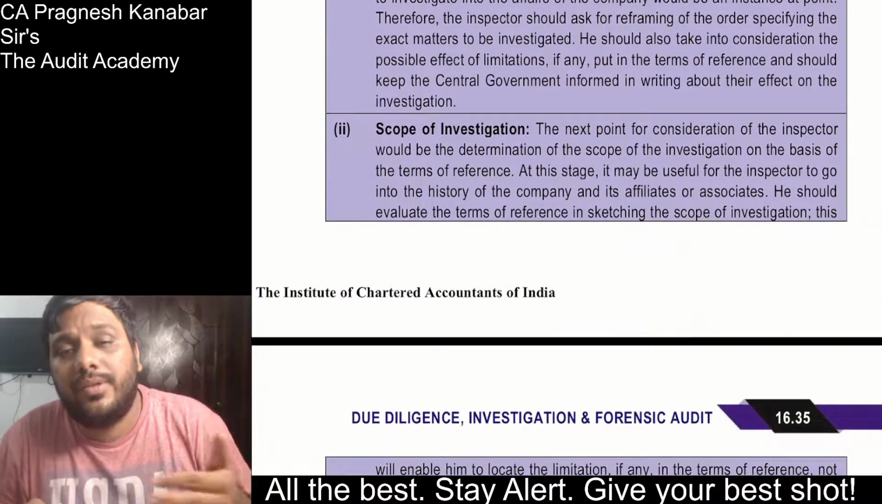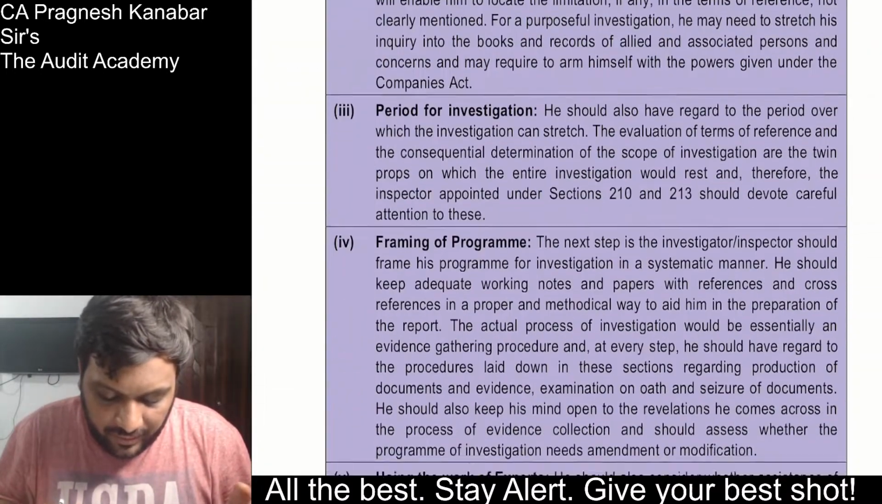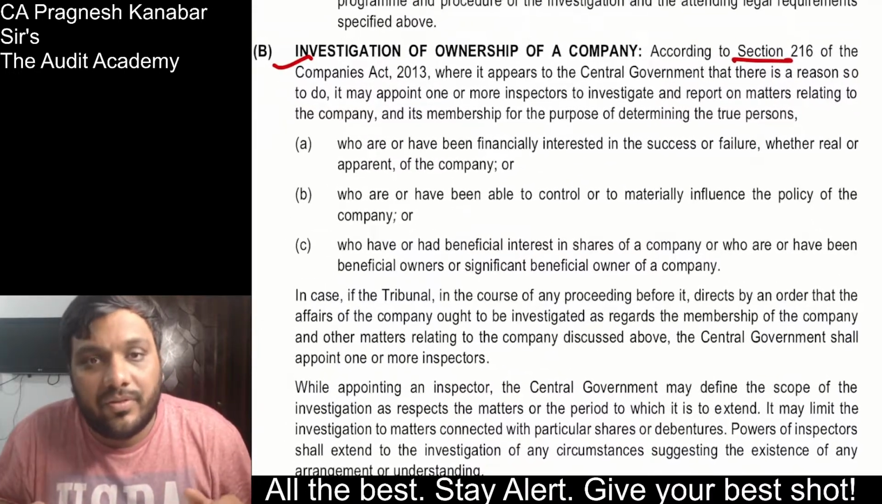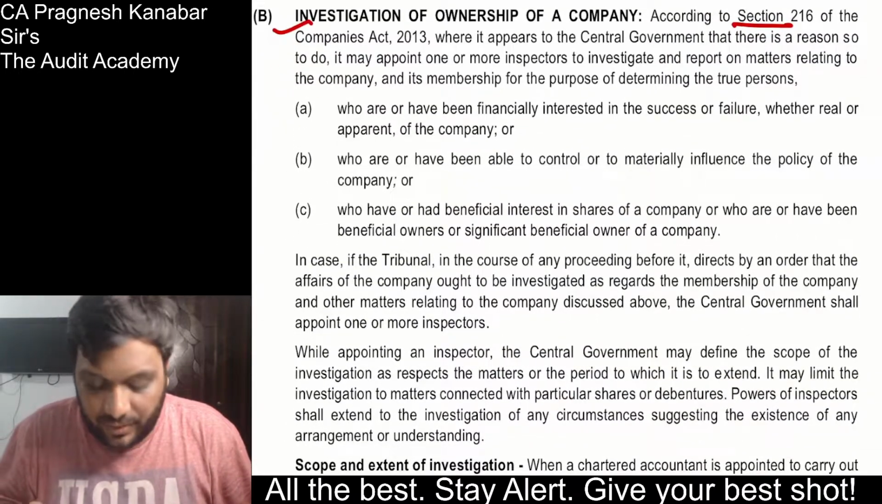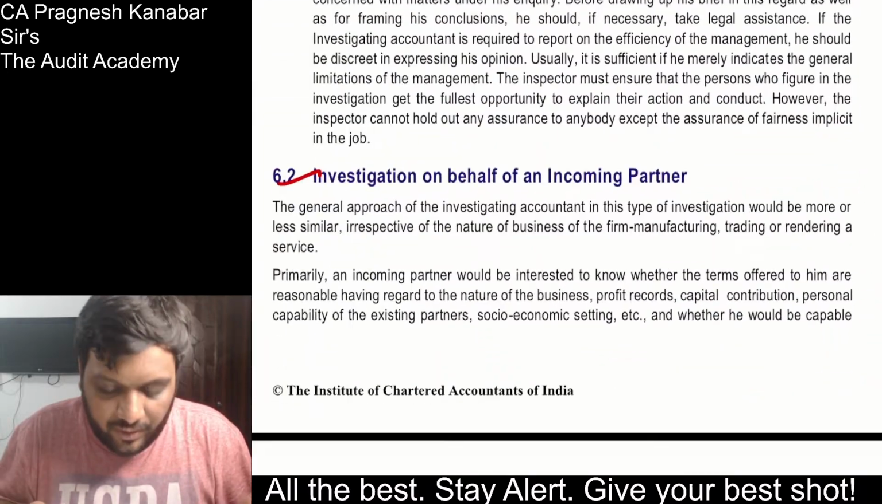So 210, 213, 216, 217, 219, 223, 224. Ensure that you are revising these sections. Yes, okay. Ownership of company, 216, to find out the real owners of the company. See, so up till now those points were going on, correct?